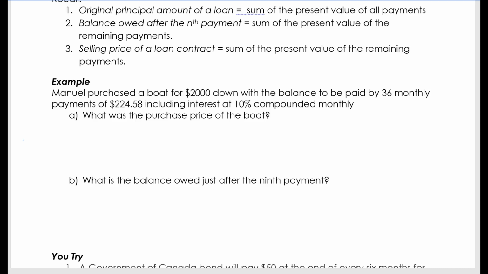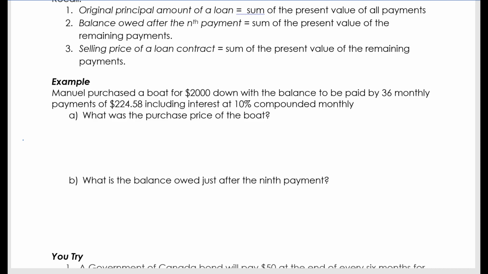So quite often you see this when you look at, say, for an example, if you do a loan from the bank for a car. You have a couple thousand dollars to put down and you have to make the rest in payments. This is really what a bank loan for a car is, and it would be exactly like this, except in this case, Manuel's buying a boat.